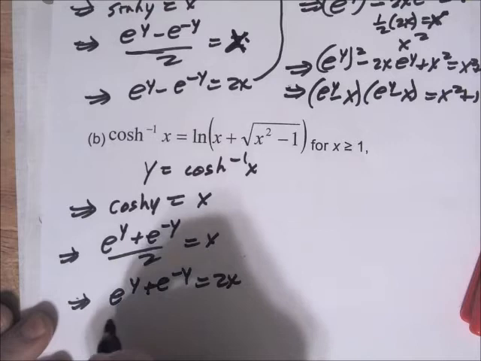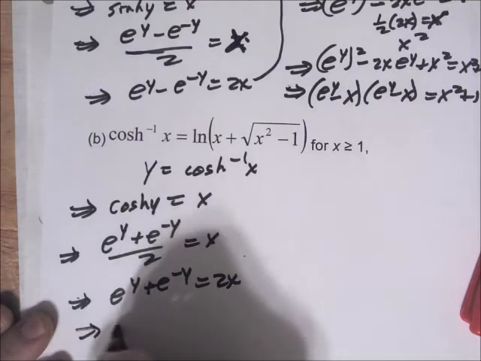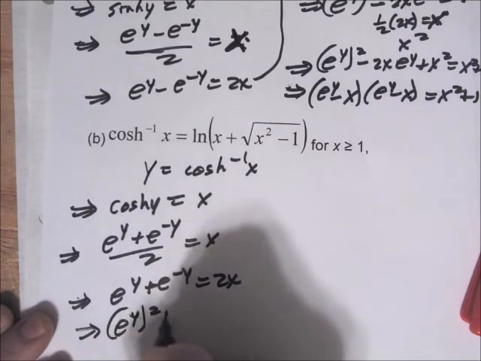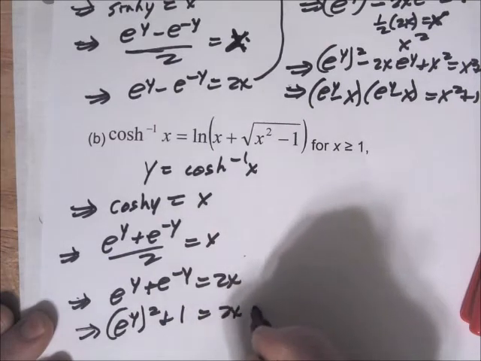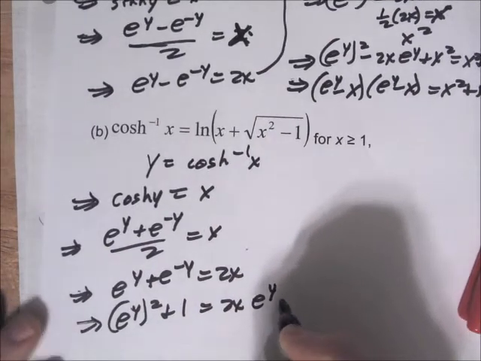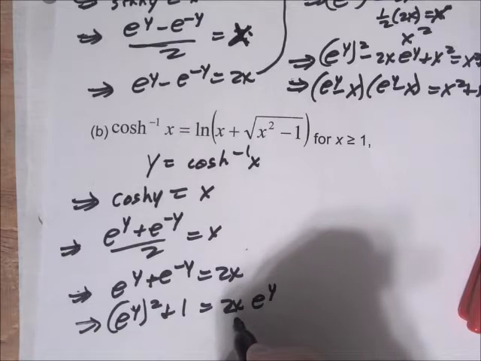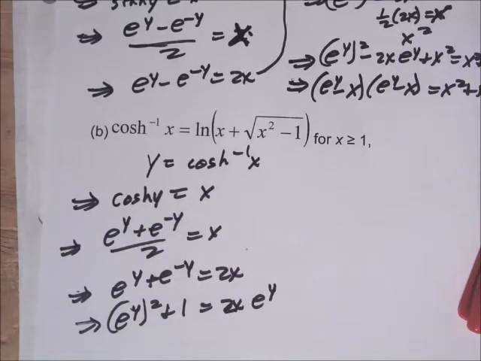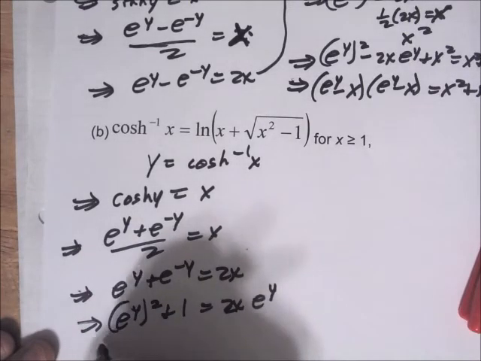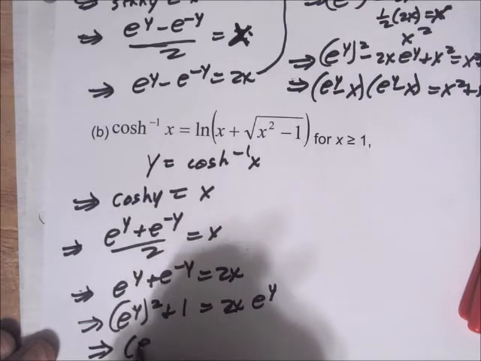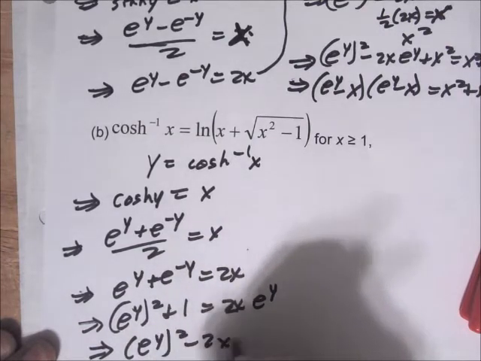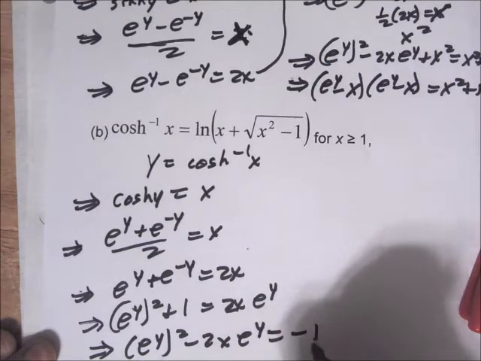You multiply everything by e to the y. I'll give you e to the y squared plus 1 is equal to 2x e to the y. And then we can subtract 2x e to the y from both sides, and also subtract 1 from both sides. So we'll have e to the y squared minus 2x e to the y equals negative 1.